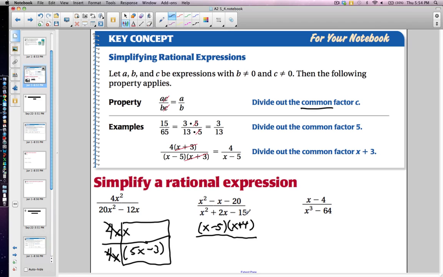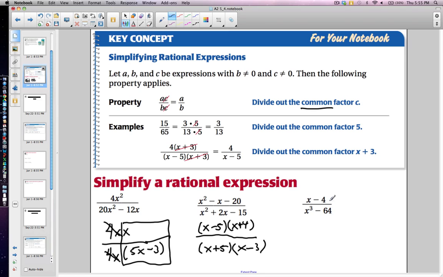Okay, here I want factors of 15 that have a difference of 2. Well, that would be 5 and 3. So this is going to be, though, x plus 5, x minus 3. So you see, these are really close to the same, but they're not the same. So I don't actually have any factors that are common. So this is already fully simplified.